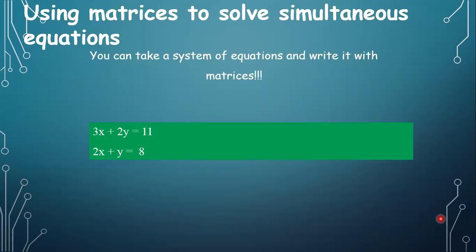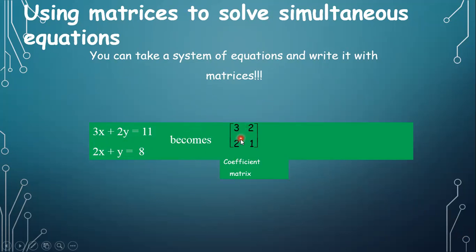We can also solve simultaneous equations using matrices. You can take a system of equations and write it with matrices, as you can see here. We are having an example where we're supposed to solve these two equations using matrices. So first of all, we write the equation in matrix form. That is, we arrange the coefficients here, those of x and those of y in matrix form.